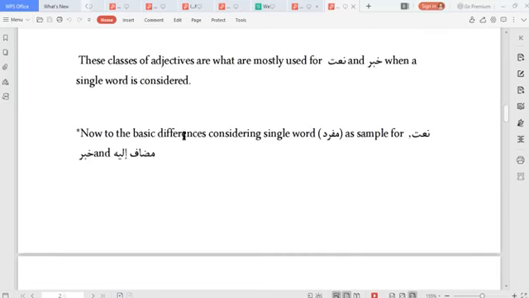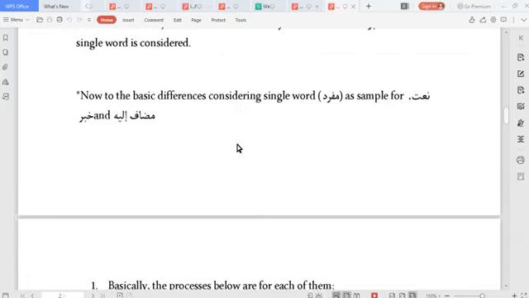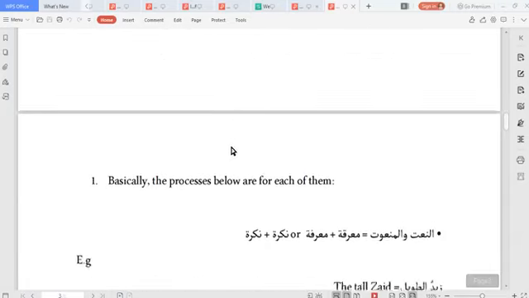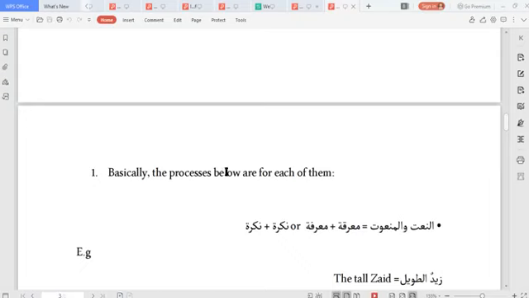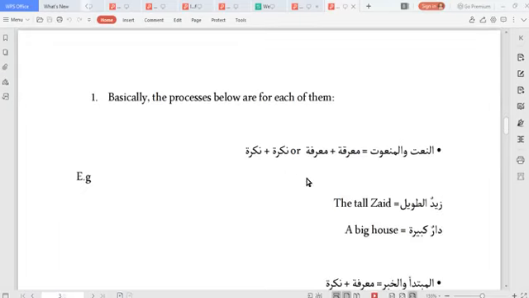Now to the basic differences. We now want to move to what are now the differences between the three. One, basically the processes below are for each of them. So when we see Nat and Monot, they are either what? Marifa plus Marifa, or what? Nokro plus Nokro. Example is Zaidun at-Tawilu, the tall Zaid. You can see this is a what? A Marifa plus Marifa, because Zaid is a Marifa because it's the name of somebody. Tawil is Marifa because it's taking Alif Alam. So this is a Nat and Monot process because they are both Marifa.